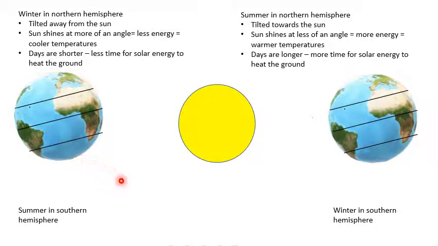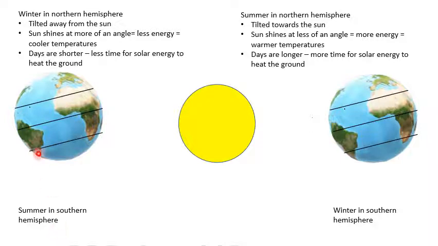When we go 6 months later, as we've orbited the sun, you'll notice that now the northern hemisphere is tilted towards the sun. This means that the sun shines at less of an angle down here, therefore the energy is more focused, more concentrated, so there's more energy to heat the ground, and so we get warmer temperatures. But also the sun is out for longer, the days are longer, so there's more time for solar energy to heat the ground. The same is true in the southern hemisphere, but it's the opposite way round.